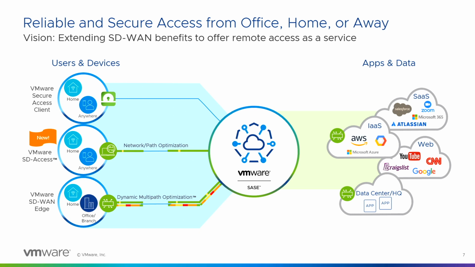This really focuses on network path optimization, as opposed to our SD-WAN Edge, which is dynamic multipath. With dynamic multipath, you have the option of two WAN interfaces into a box, and you can send traffic out over the best path. This actually uses a single WAN connectivity, and then finds the best path for all the applications that you're using.